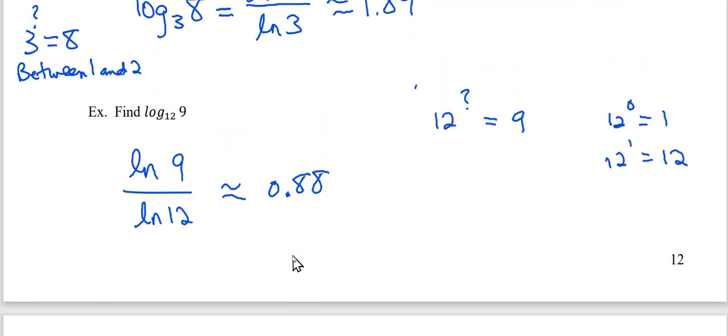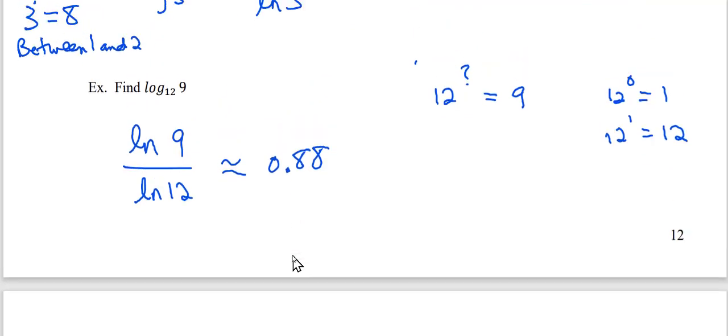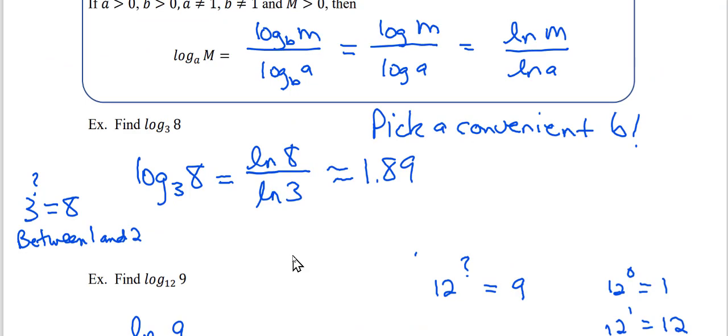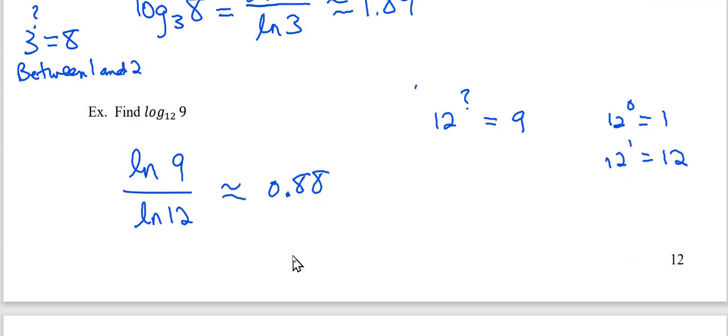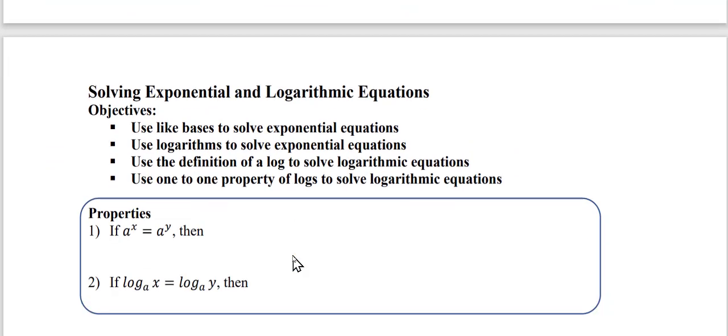If you recall, in this section we talked about some properties of logs, right? And at the beginning I said the reason we need these properties of logs is so that we can solve exponential and logarithmic equations. That is what we are going to do in the next section. So be prepared for that.